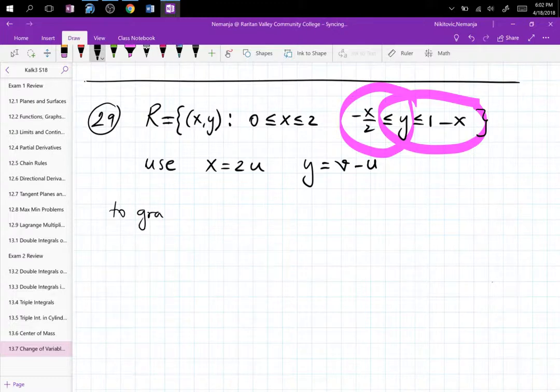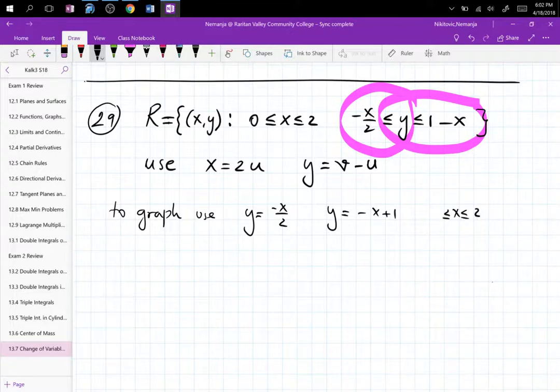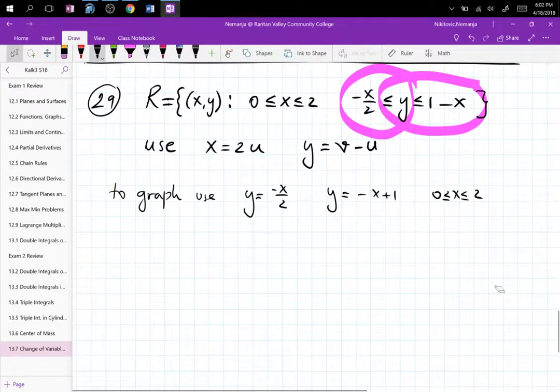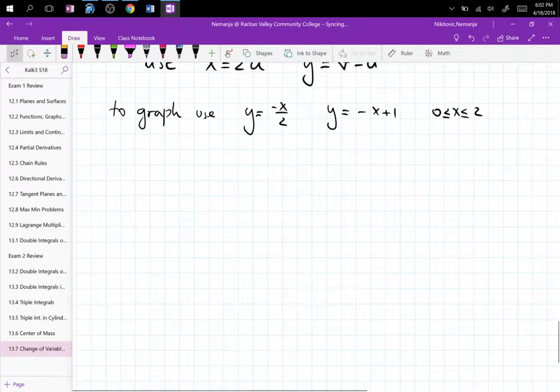So when I graph, I use y equals negative x over 2, y equals negative x plus 1, and x is stuck between 0 and 2. So these are the specs that we have to use to graph.